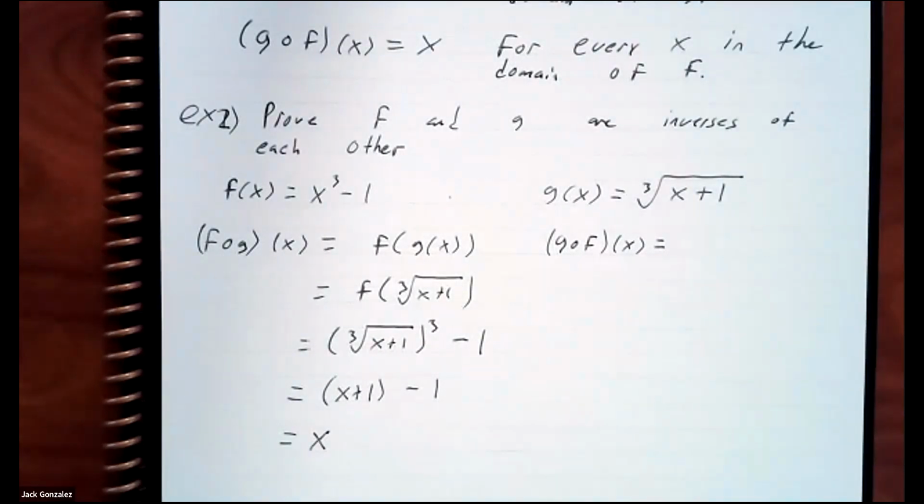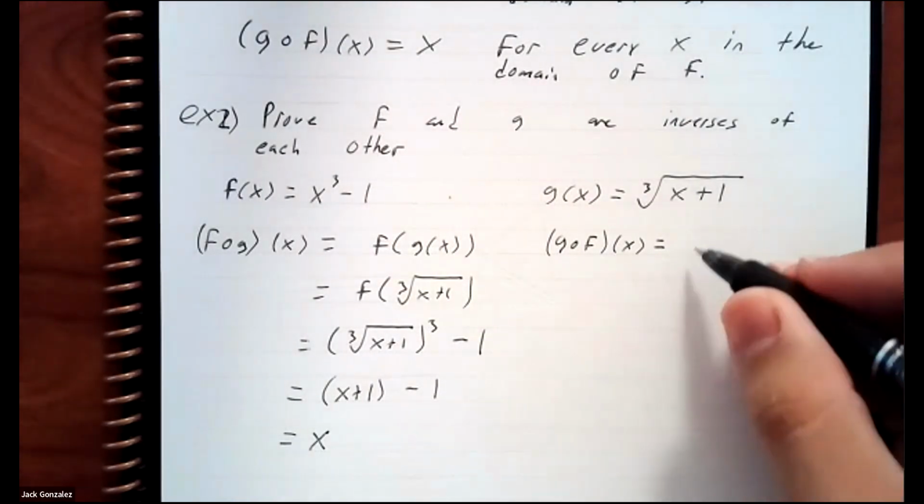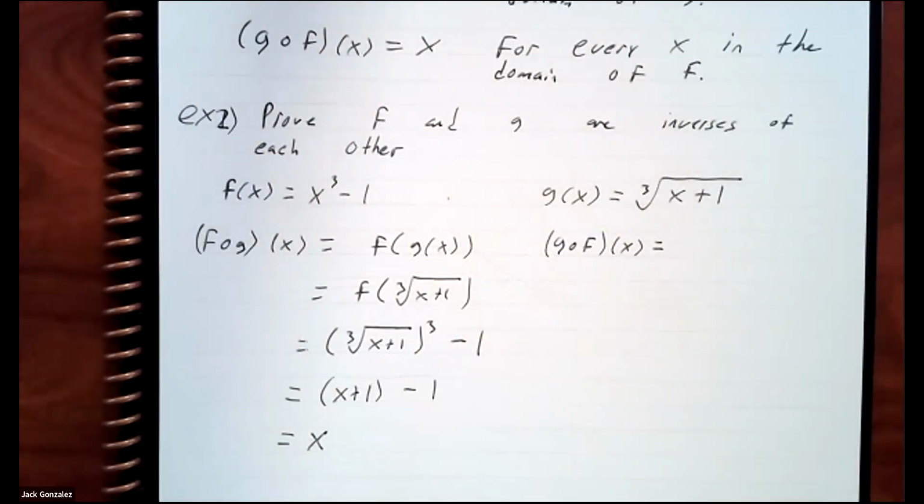G of F, do the other direction, so it has to be true. Otherwise, they are not. So if it fails in one direction, then we just stop.